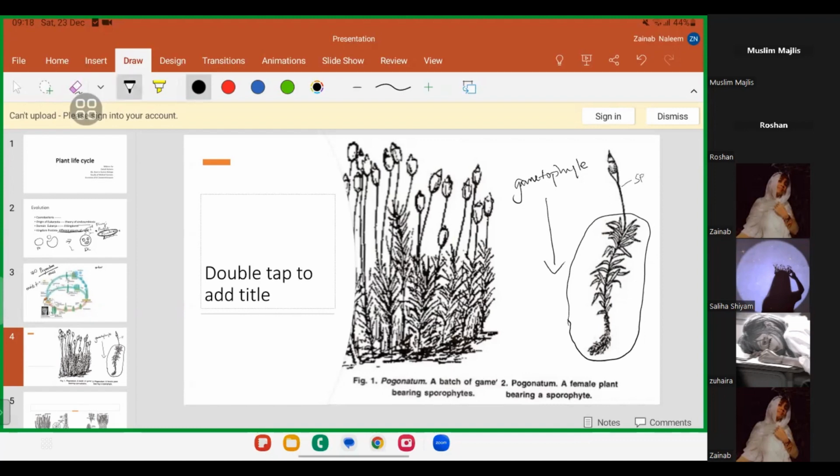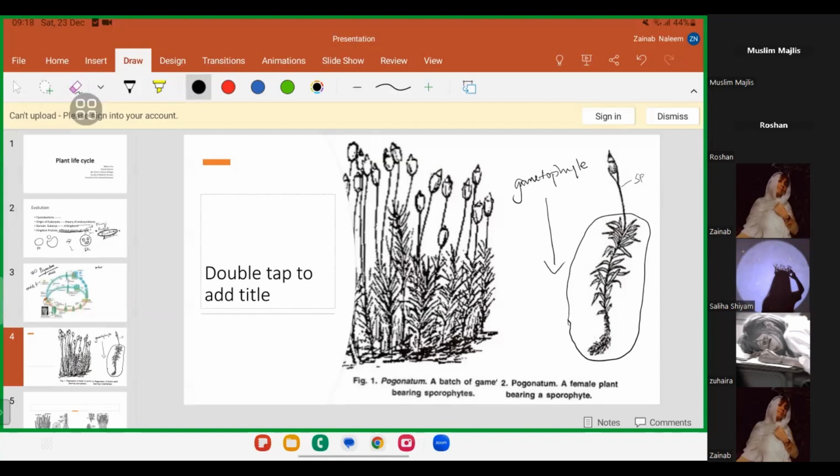This is the gametophyte. The gametophyte is photosynthetic, which means it's green in color. It has chlorophylls and it has stems, leaves, and rhizoids. Rhizoids means root-like structures, but we don't call them roots, we call them rhizoids. It is a stem and it has leaves and it is photosynthetic. So it should be photosynthetic in order to be dominant, right?